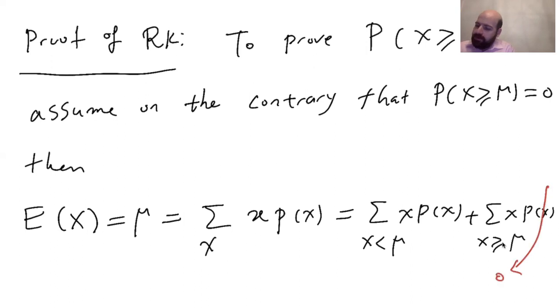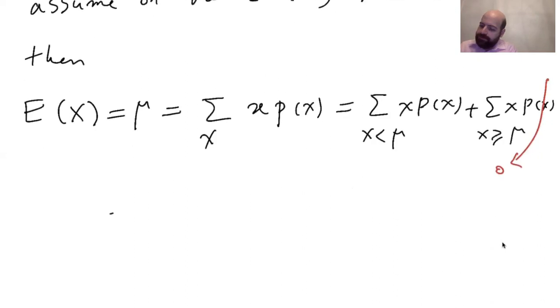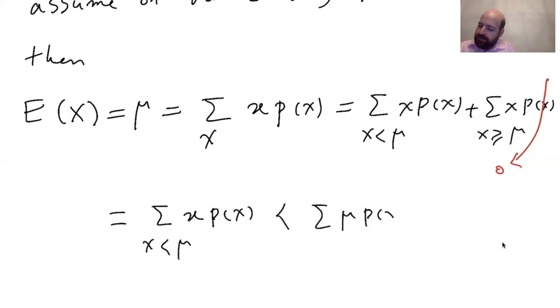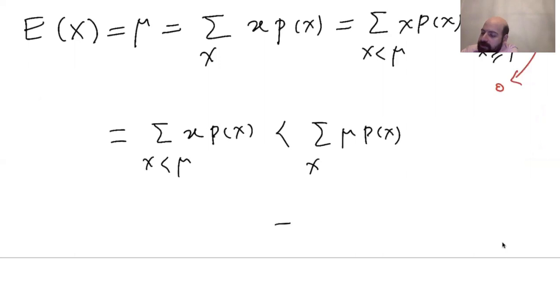Okay, so I'm going to be left with only the first sum, x less than mu. Now I can say that this is less than the sum of mu times P of x, where the sum is over x, right? Because every small x is less than mu, so this sum is less than that sum. And I can take mu out. So mu times the sum of p of x, less than mu.